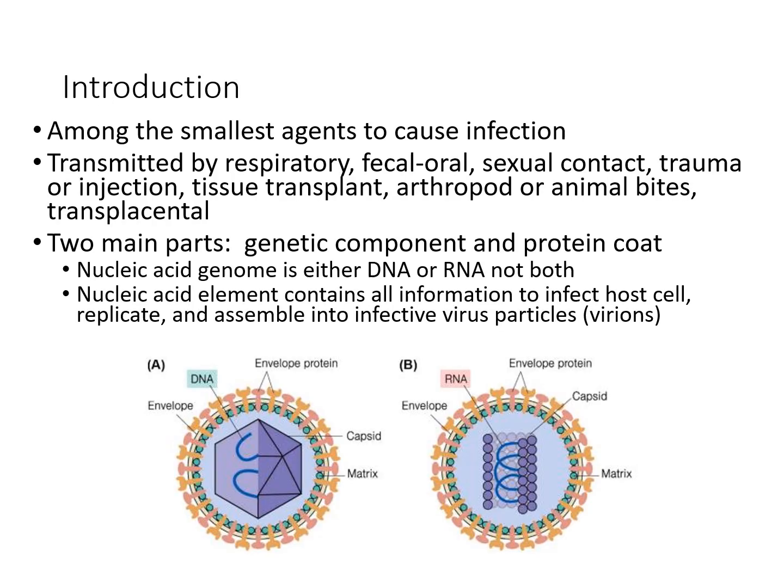Viruses are among the smallest infectious agents known to cause disease. They can be transmitted through various routes, including respiratory droplets, fecal-oral contact, sexual contact, trauma or injection, tissue transplantation, arthropod or animal bites, and transplacental transfer from mother to fetus.